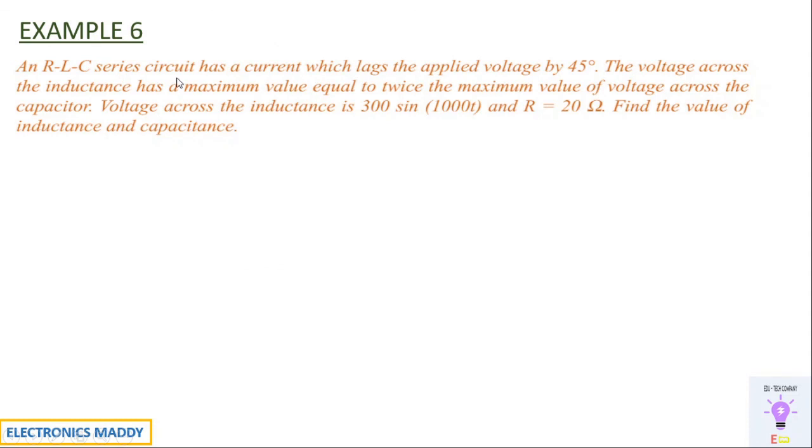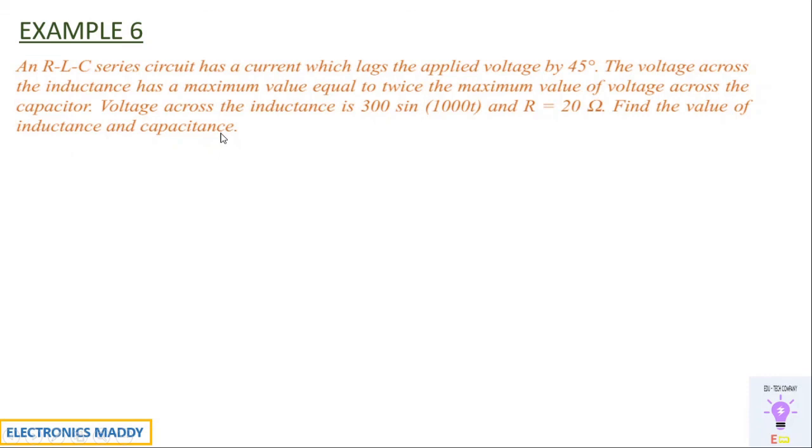A series RLC circuit has a current which lags the applied voltage by 45 degree. So I lags behind V by 45 degree. The voltage across the inductance has maximum value equal to twice the maximum value of voltage across the capacitor. Important observation. Voltage across the inductance is 300 sin 1000 t and R is equal to 20 ohms. Find the value of inductance and capacitance.